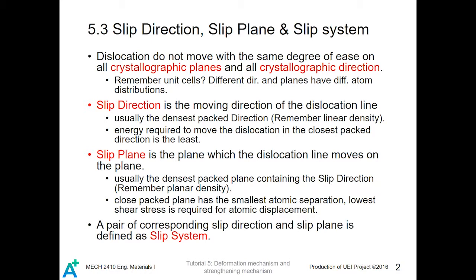And slip plane is the plane where the dislocation line moves, and just like slip direction, it is usually the densest packed plane containing the slip direction. And you can find the plane by calculating the planar density of that particular plane. And it is because the close packed plane has the smallest atomic saturation, and the lowest shear stress is required for atomic displacement.